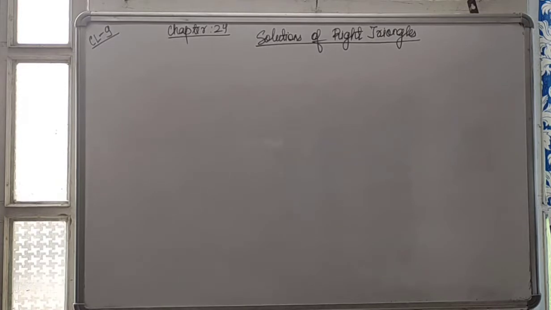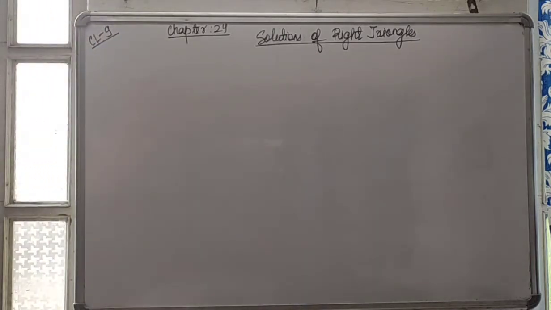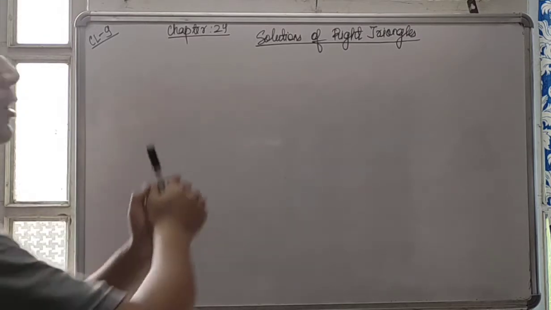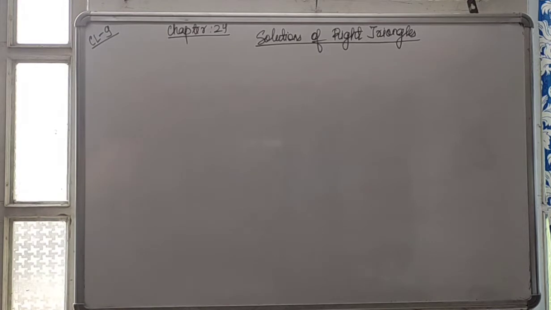Welcome back to the online class, and in today's class we are starting a new chapter, number 24. This chapter is from trigonometry and the name of the chapter is solutions of right triangles. Here we'll learn how to solve the angles and sides of a right angle triangle using trigonometry.